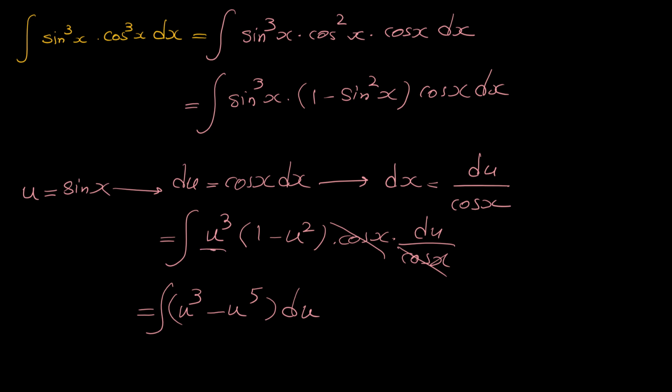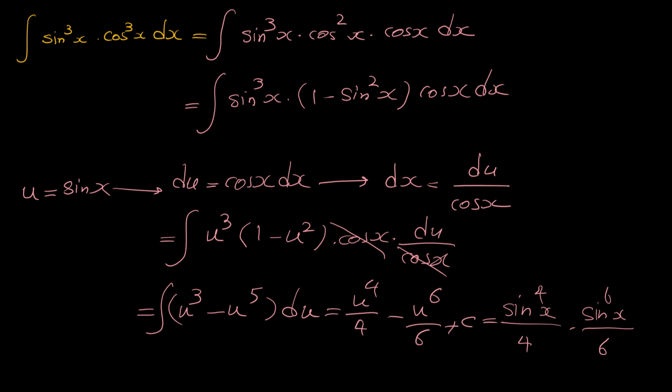We multiplied u to the 3 in the bracket, and then we have u to the 3 minus u to the 5. Integral of u to the 3 is u to the 4 over 4. So this equals u to the 4 over 4 minus u to the 6 over 6 plus c. But what is u? U is sine x, so sine to the 4x over 4 minus sine to the 6x over 6 plus c.